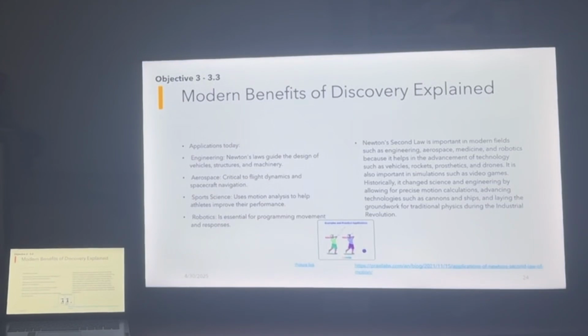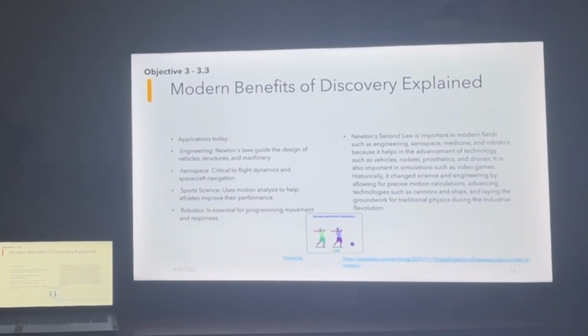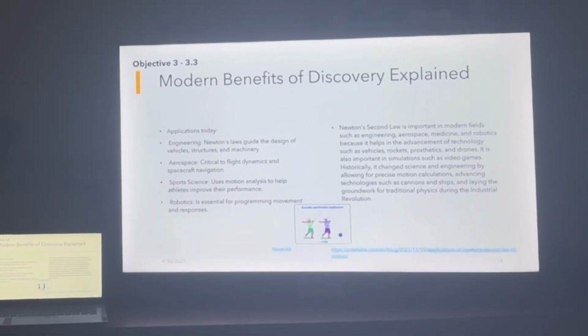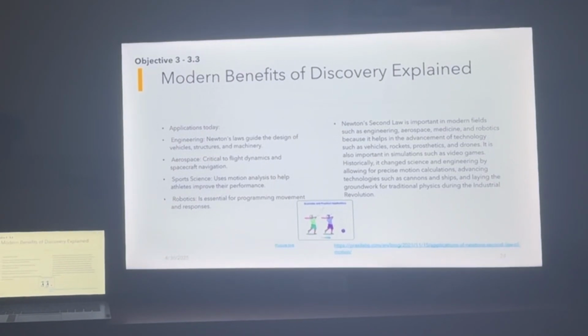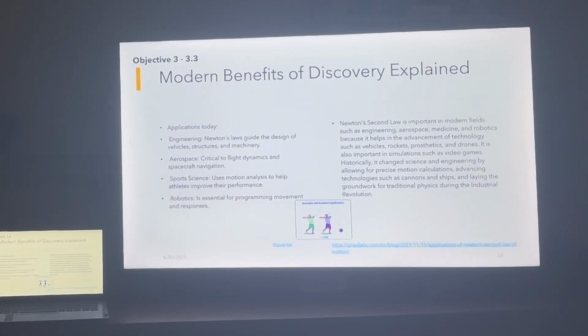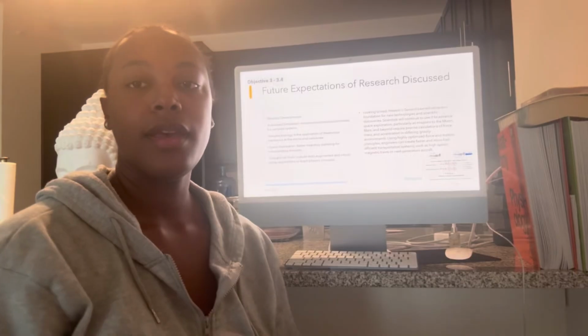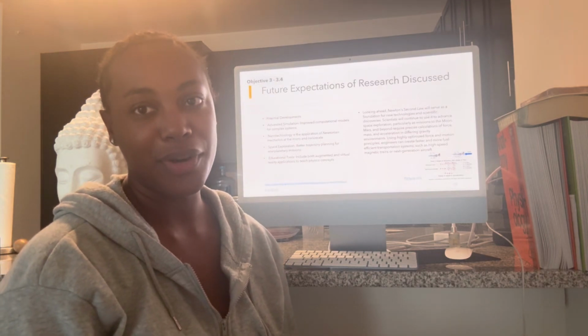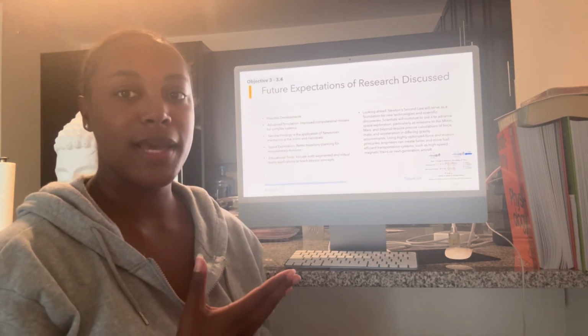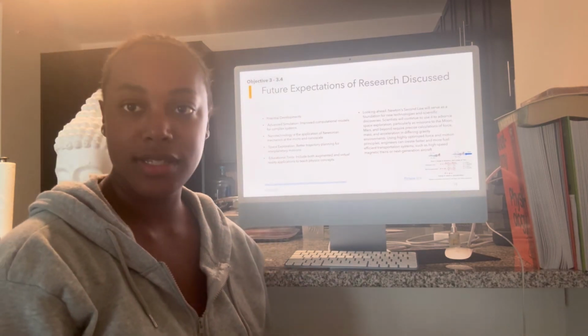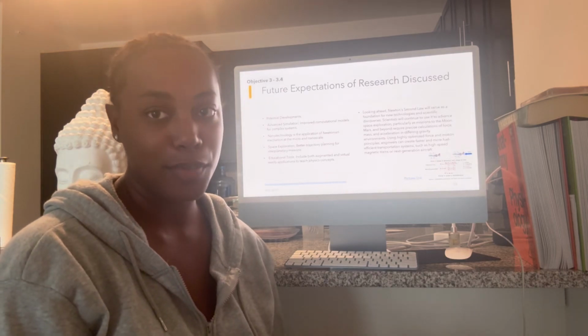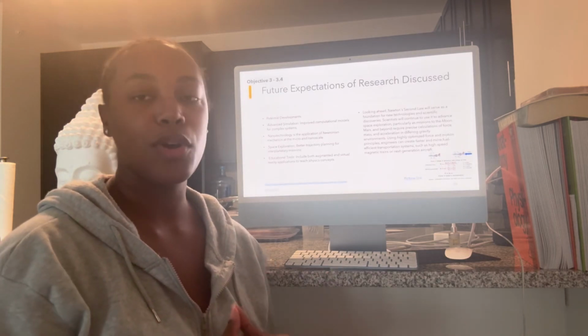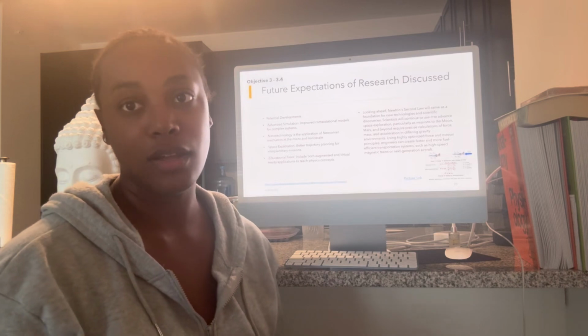Historically, it changed science and engineering by allowing for precise motion calculations, advancing technologies such as cannons, ships, and laying the groundwork for traditional physics during the Industrial Revolution. In Objective 3.4, we discussed the future expectations of the research discussed, which is Newton's second law of motion, how the world plans to advance this law.